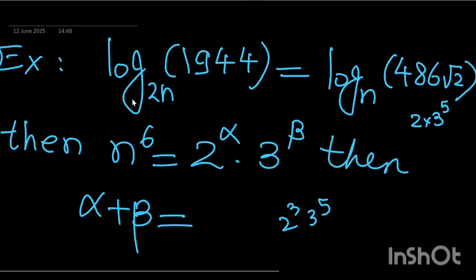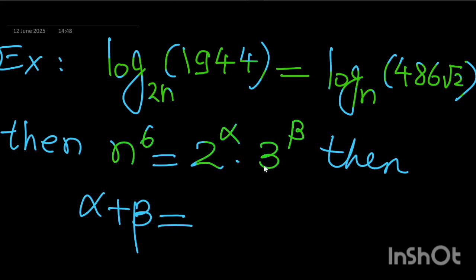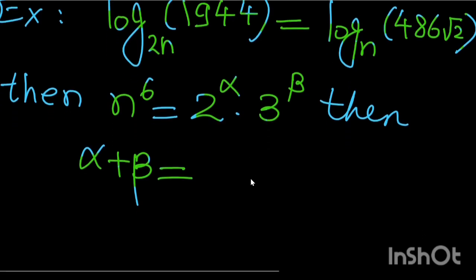Let's take this example, guys. log base 2n of 1944 is equal to log base n of 486 root 2. Then n to the power 6 equals 2 to the power alpha, 3 to the power beta. Then what is alpha plus beta? That is the question. Okay, so how can we approach this, guys?